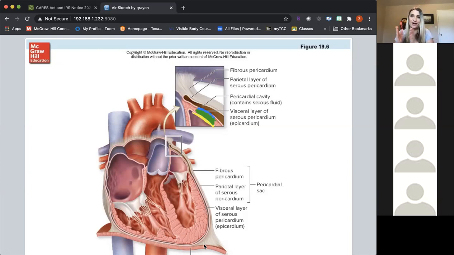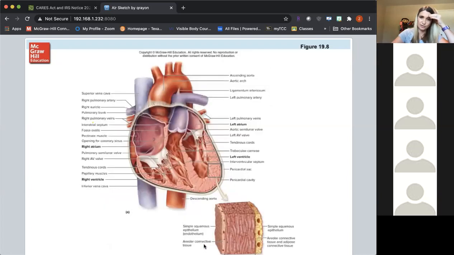Now, when we look at pericardium, pericardium also has 3 parts, but not all 3 parts of the pericardium are parts of the heart wall, okay? So pericardium has the visceral layer of pericardium, which is also part of heart wall. And then we have the parietal layer of the pericardium and the fibrous pericardium, and these are known as the pericardial sac, okay? So make sure that you keep that straight somehow.